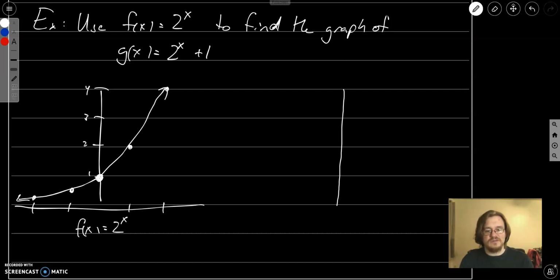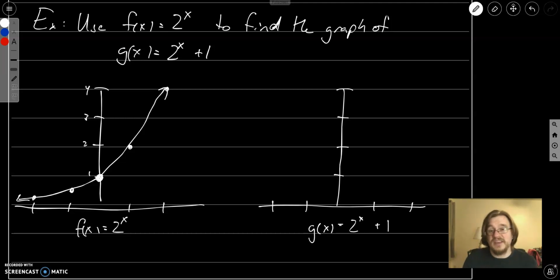And now what we'll do is we're going to add 1 to the function. And notice that I'm adding 1 to the entire function, which means that we're going to be adding 1 to the height of the function. This is going to be a vertical shift. So we're going to take the whole function and shift it up just a little bit. We're going to shift it up by 1.